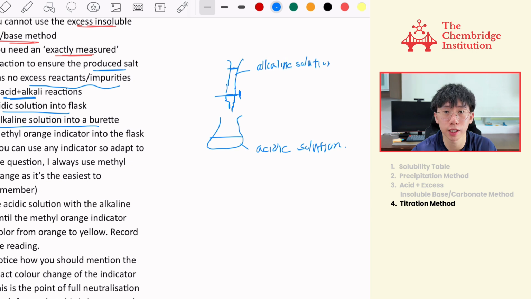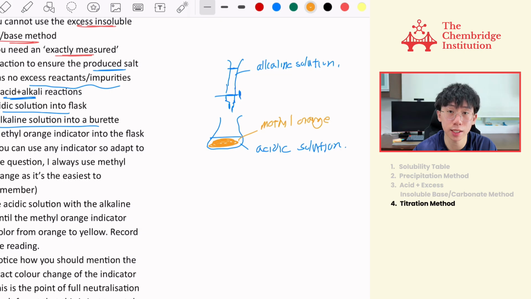Okay, so this is the general setup for your titration, and you will most likely be able to practice this in the lab as well. After that, you want to add methyl orange indicator into the flask. So this will turn it orange. So it's a methyl orange indicator.